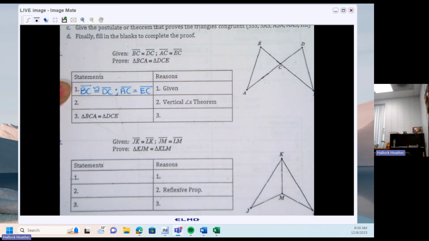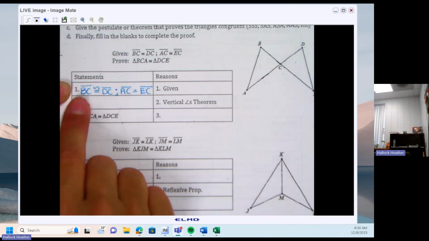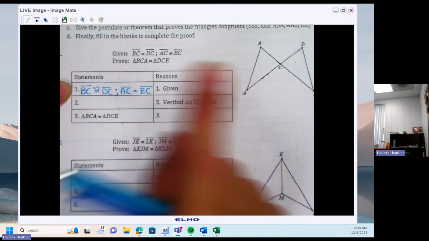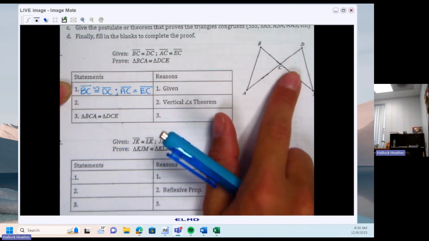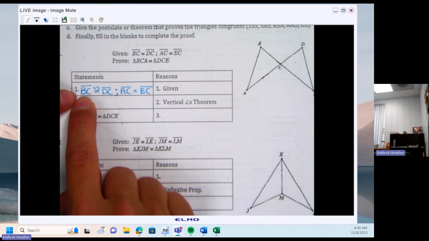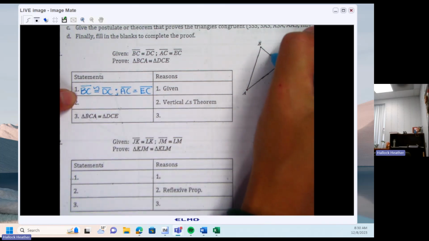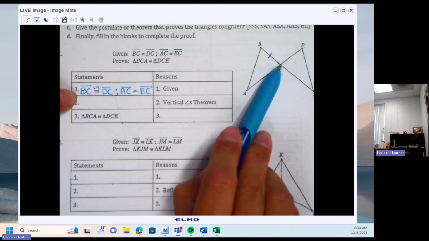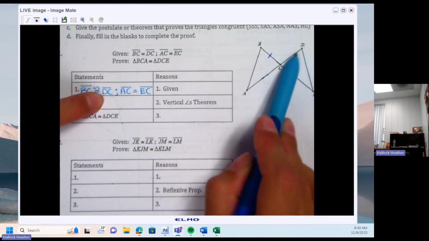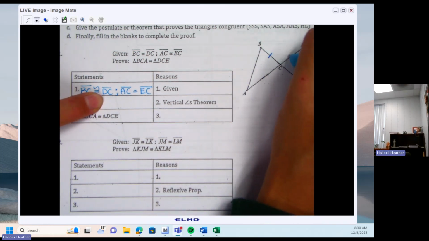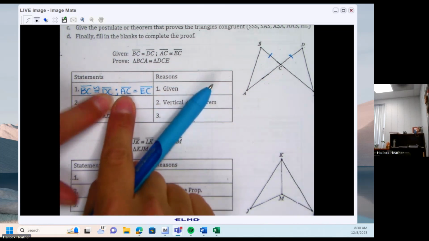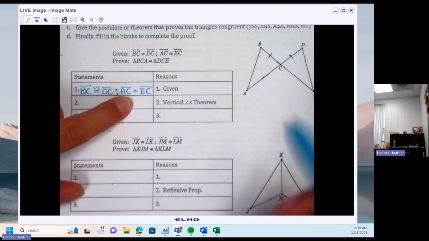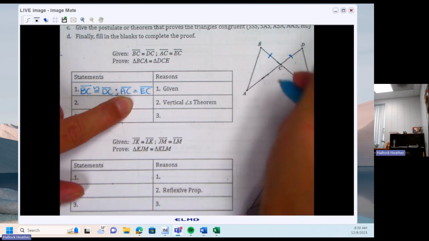And now that I have my picture as well, I'm going to take what I know and put that information in the picture. So anything I justify here, I can add to my picture. I was given that BC, segment BC is right here from here to here, is congruent to DC. DC is right here. So I'm going to put 1 side mark because they're segments. So I'm putting a dash through it. AC, I also know A to C is right here.